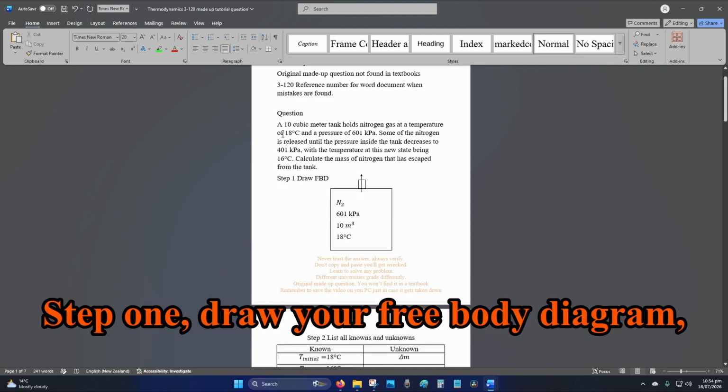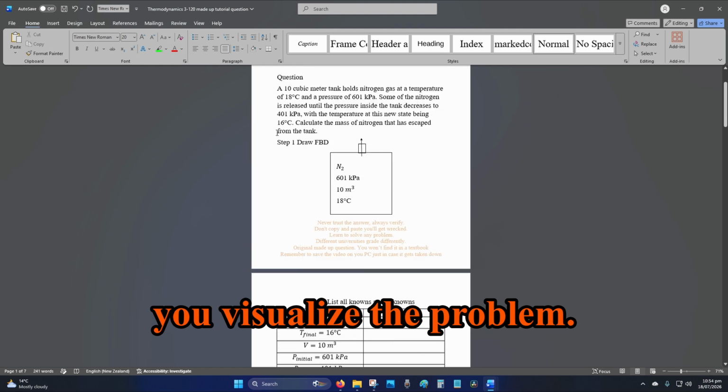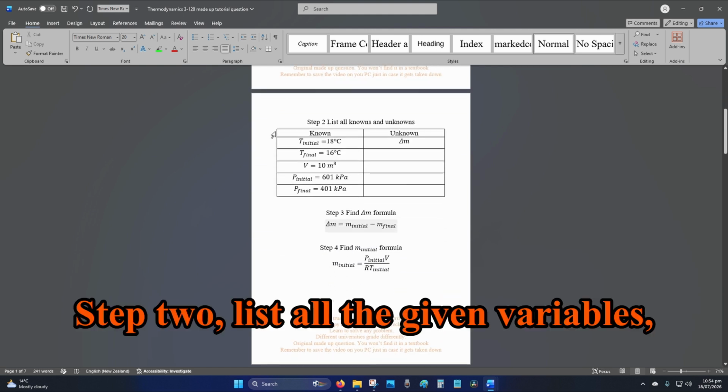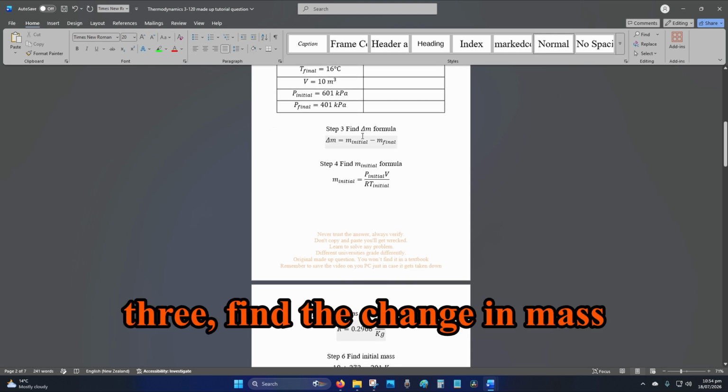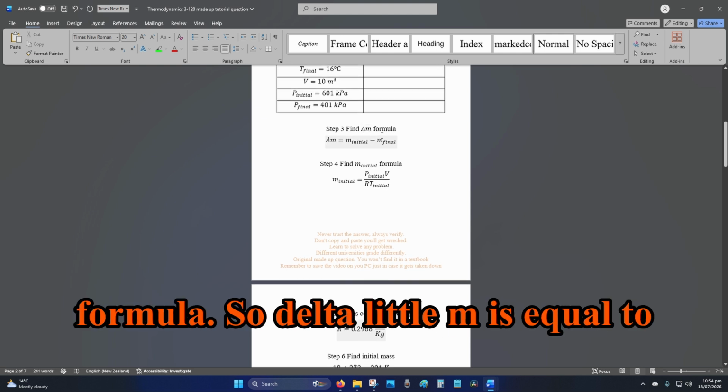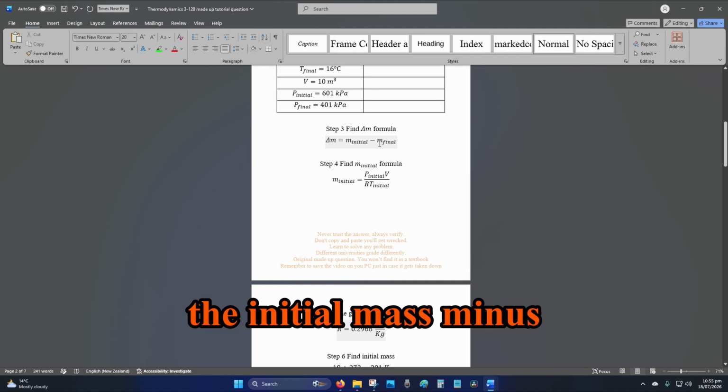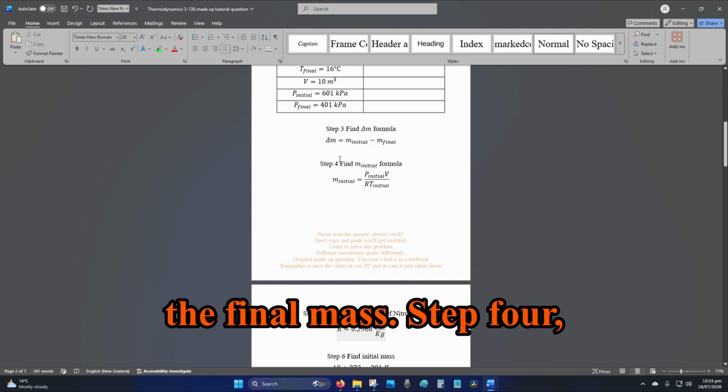Step 1, draw your free body diagram, your FBD. This will help you visualize the problem. Step 2, list all the given variables, find the unknown. Step 3, find the change in mass formula. So delta little m is equal to the initial mass minus the final mass.